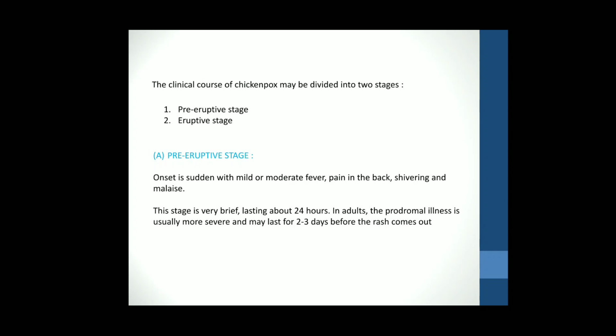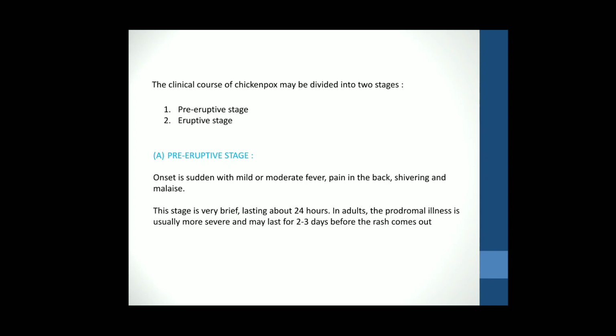Chickenpox, the clinical course. What is the clinical course? It is mainly divided into two types: the pre-eruptive stage and the eruptive stage. What is the pre-eruptive stage? Onset is sudden, with mild to moderate fever, pain in the back, shivering and malaise. So if a person is infected with chickenpox, initially these types of symptoms appear.